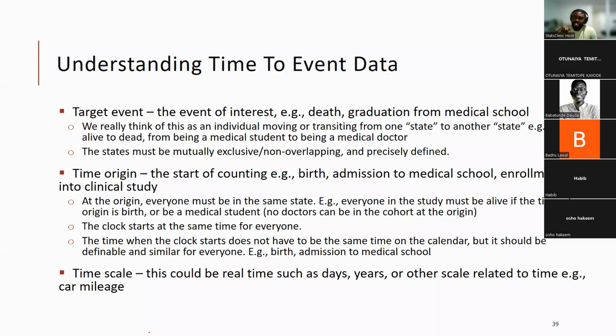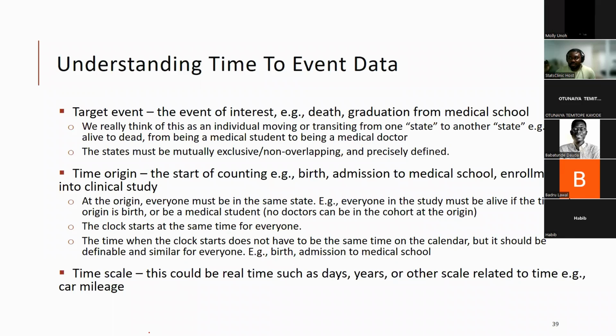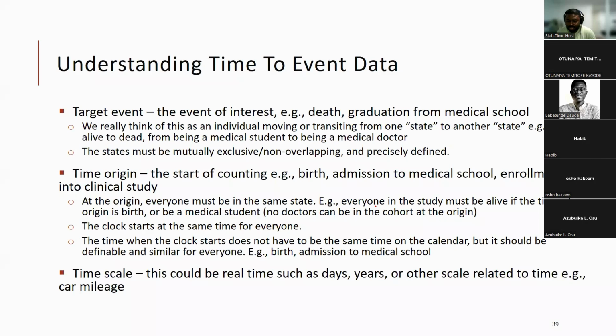So think about what the time origin is, which is supposed to be the beginning, right? You're following up from when you start the study. So somebody else wants to give it a shot. So the time origin is the time you started the study itself. The time you started the study is the time origin, yes.